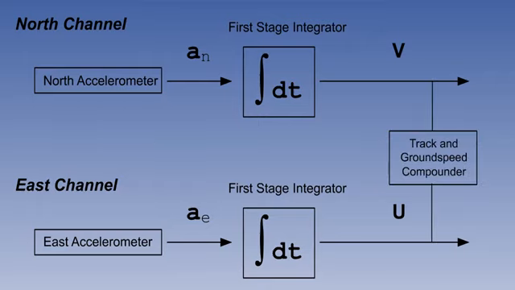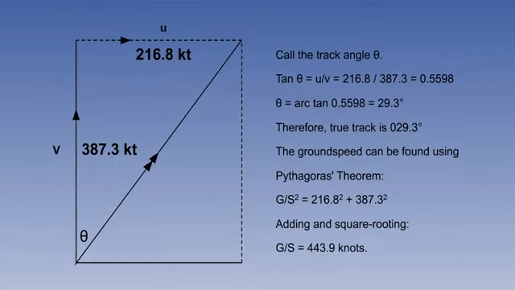These velocities will be integrated again shortly into distance gone, but even at this stage we can use them to get track and ground speed. The north and east velocities are passed to a compounder. A compounder is simply a computing device for taking velocities which have been resolved in 2 directions at 90 degrees to each other and calculating a resultant. Suppose, for instance, that we are in a jet airliner, and our northerly velocity, v, is 387.3 knots, and our easterly velocity, u, is 216.8 knots.